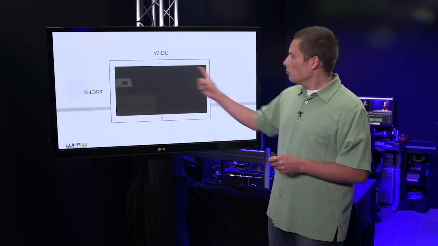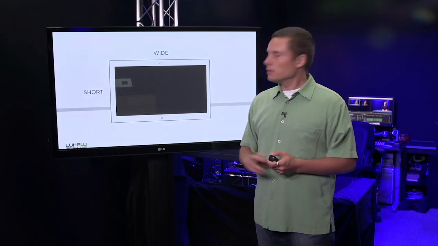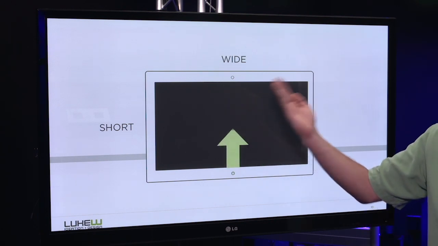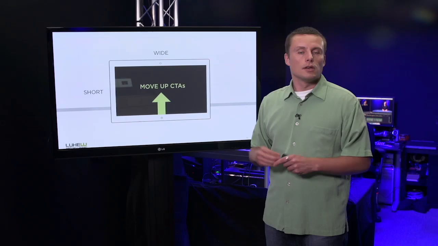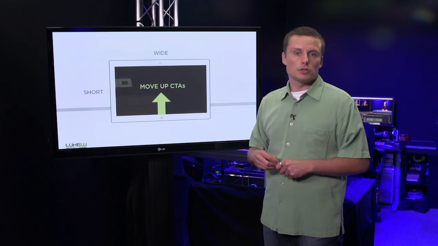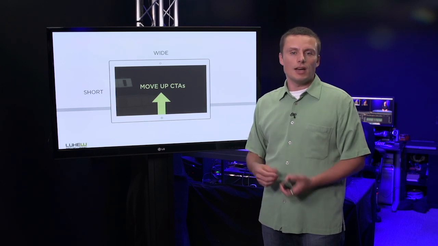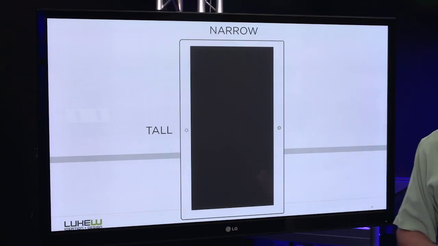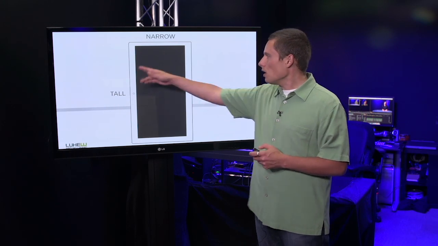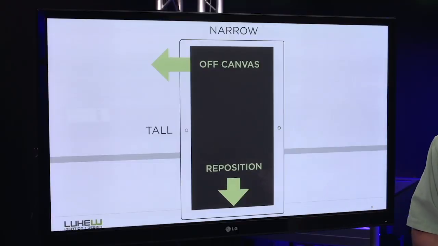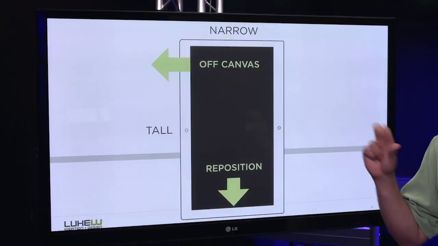So on a wide but short screen, one of the things we can do is tighten up. That is, remove some spacing so more things fit and the information is clear and more immediately visible. Another technique we can apply is moving things up, especially important actions, things that really drive the purpose of a page and get people engaged. Tightening up and moving things up, you'll note, are almost the opposite of what we want to do with narrow but tall screens. Here, we may want to reposition things off the canvas or down towards the bottom of the screen, almost the opposite direction as we're moving things when the screen is short but wide.